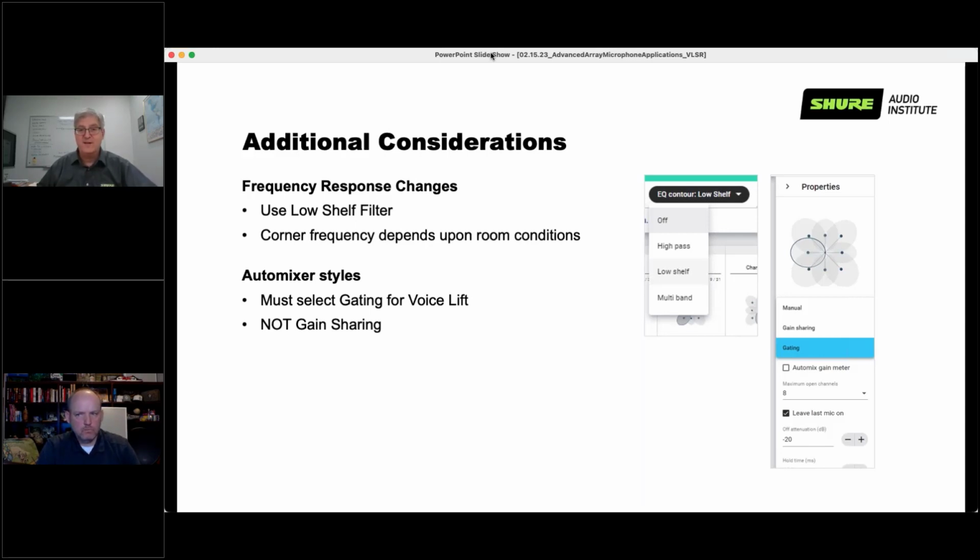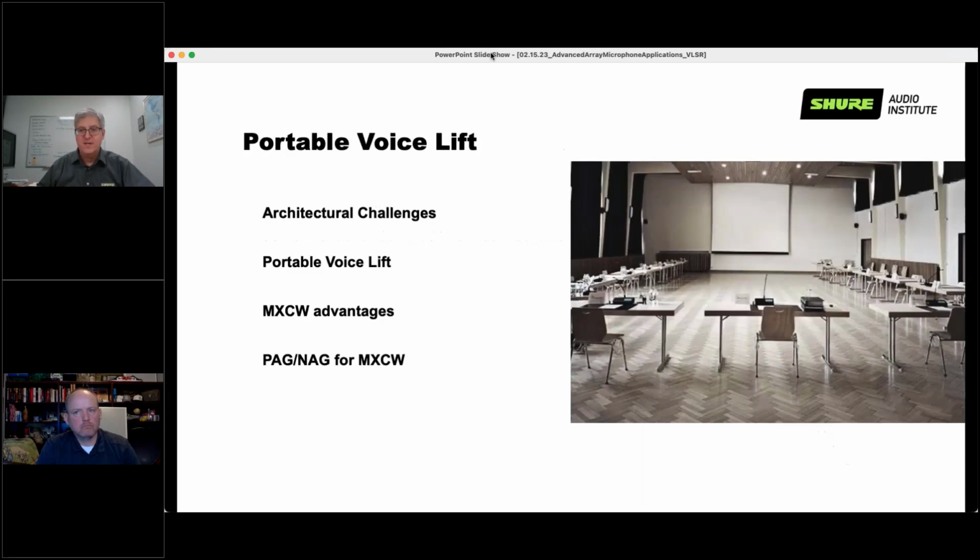Second, auto mixer styles. You can select a couple of different styles of auto mixer in our products. You'll want to use the gating version of the automatic mixer, which means microphones are on or they're off. You don't want to use a gain sharing system because that's kind of got a more modulated gain structure of different microphones, which is a little less predictable for the system. So the standard gating system works great here. So that's the one you want to choose when you're setting up the system.